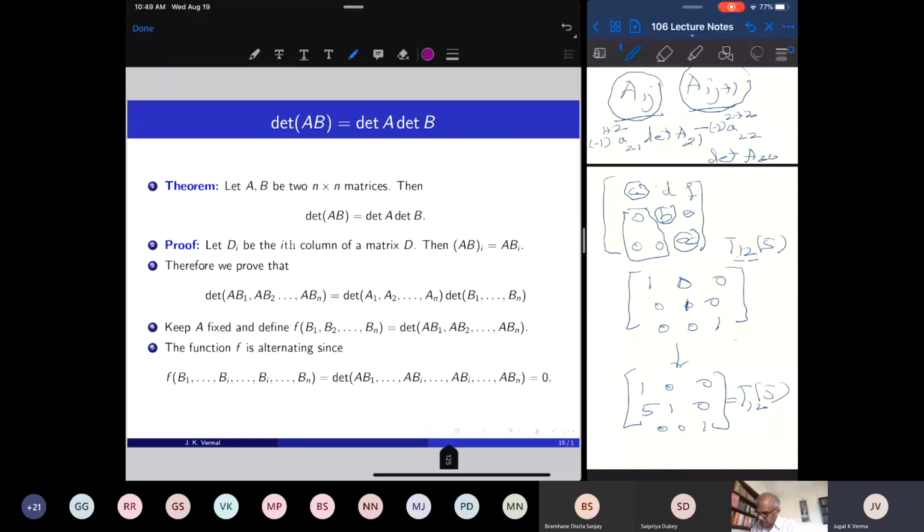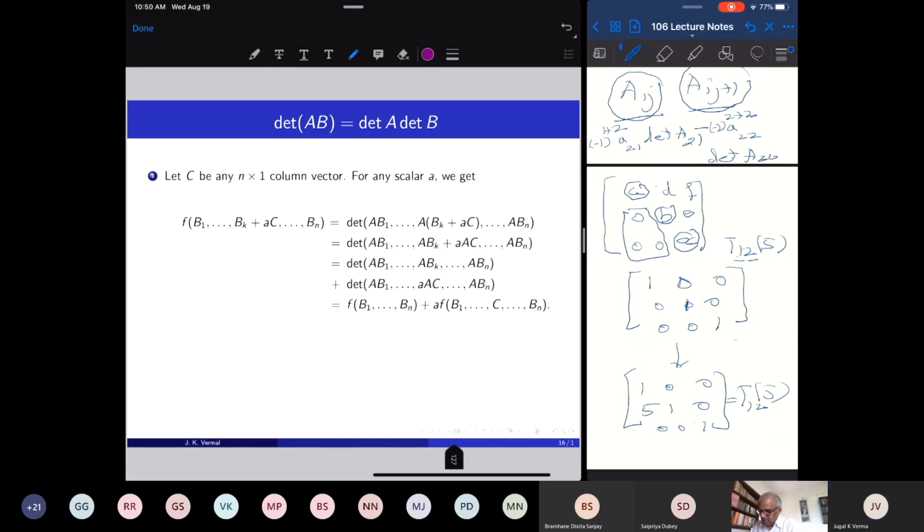So the function is alternating. Why? Because suppose two column vectors of B are equal, then two column vectors of this matrix AB are also equal. If bi equals bj, then this has two equal column vectors, and therefore this is 0. So F is alternating because the determinant is alternating. Now I will prove the multilinear property.